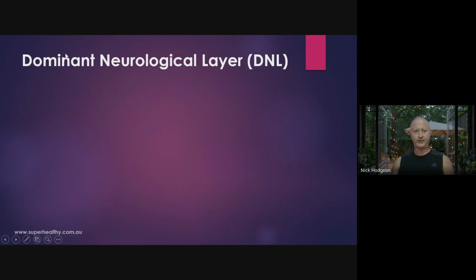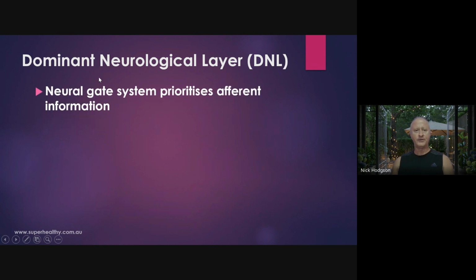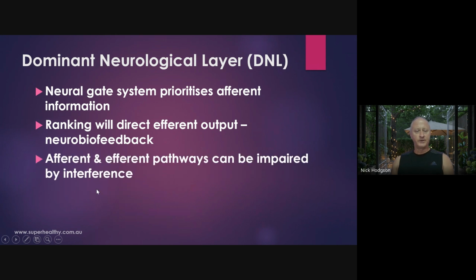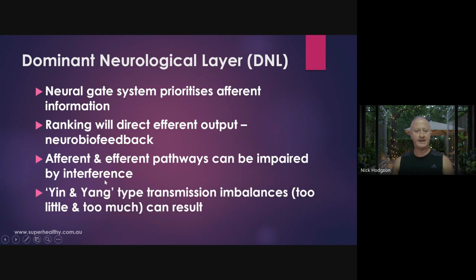Another term we're going to be talking about is the dominant neurological layer. We've talked a lot in previous workshops about the neural gate system and how it has to prioritize afferent information. There's so much information traveling in through the sensory system all the time that the nervous system has to make priorities as to which it needs to listen to. The ranking, the most important, will direct the most dominant efferent outputs. This is what we're calling neurobiofeedback. Afferent and efferent pathways can be impaired by some form of interference, usually in a yin and yang response, leading to imbalances. So too much function or too little function can result.